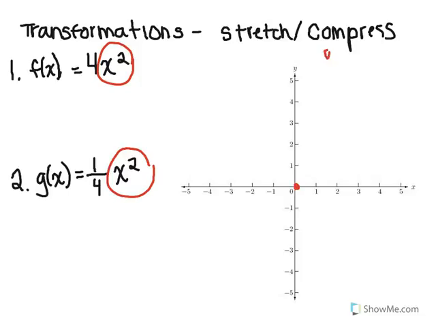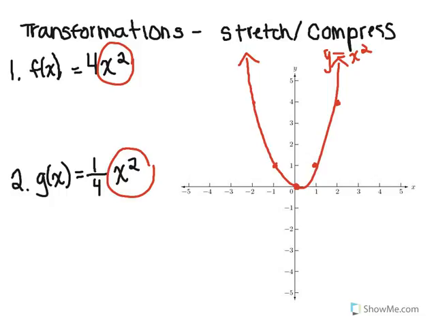Right now I'm just going to write it as y is equal to x squared. If you plug in x is equal to 1, you get y is equal to 1. If you plug in x is equal to negative 1, you get y is equal to 1. And if you plug in 2, 2 squared is equal to 4. And if you plug in negative 2, squared is still positive 4. So this is the basic graph for any x squared function.